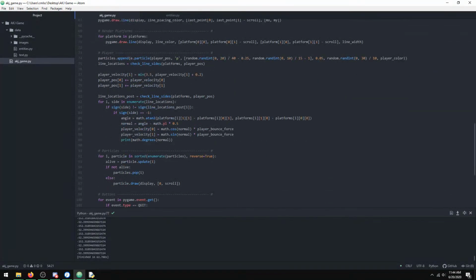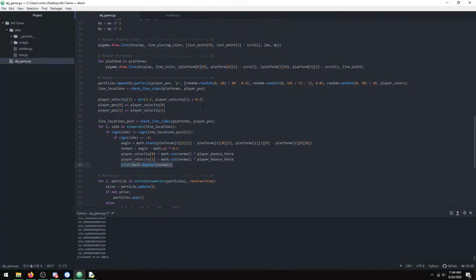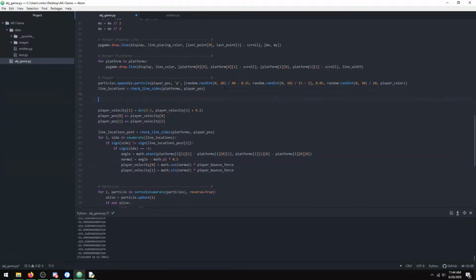So I'm going to have to print out this. So the line I'm going to use is going to be based on the movement. Great. So start position equals player position dot copy.